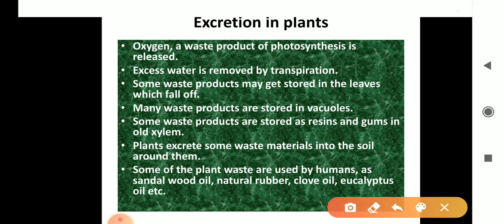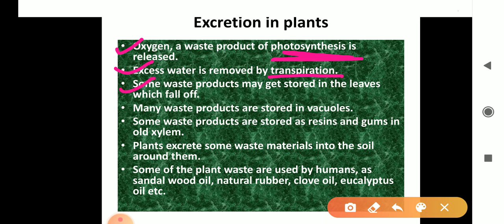Then see one by one. The first is oxygen. It is also a waste product of photosynthesis. It is good for respiration, but in the process of photosynthesis, it is formed as a waste product which the plant releases through the stomata. Then second is excess water. It is removed by transpiration.